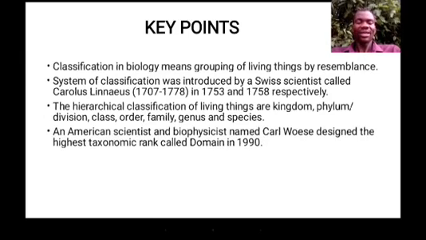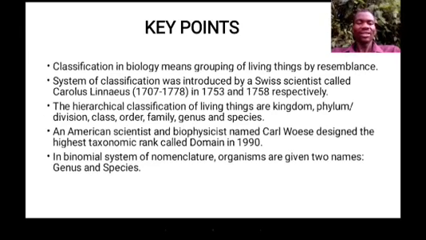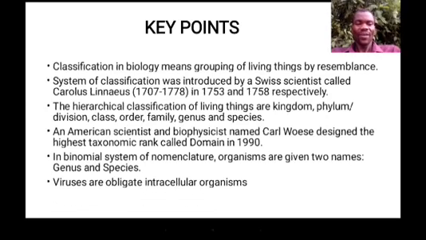An American microbiologist and biophysicist named Carl Woese designed the highest taxonomic rank, called domain, in 1990. In the binomial system of nomenclature, organisms are given two names, that is, the genus and the species. Viruses are obligate intracellular organisms.